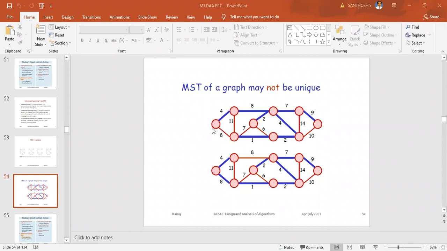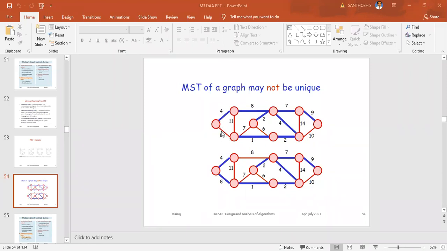From this edge, this one is taken as edge 1, node 1. Node 1, how many edges are going? From node 1, 2 edges are going. From node 1, which is the minimum edge you will consider? Node number 1 has 2 edges, E1 and E2. E1 is 4, E2 is 8.